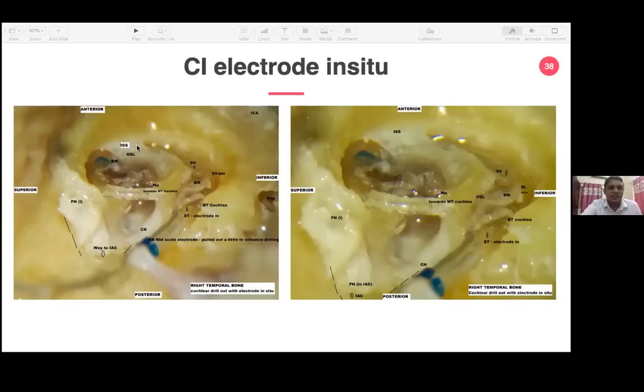You can see the interscalar septum, which is nothing but a bone here, which is the osseous spiral lamina, and this is the basilar membrane, and this is the scala vestibuli above, and this is scala tympani, in which the electrode has set in very properly. And this portion is nothing but the modiolus, where the auditory nerve fibers come from here. So the nerves go through the osseous spiral lamina like this and go towards the modiolus, and from the modiolus it will enter the cochlear nerve into the internal auditory canal and go towards the brain.